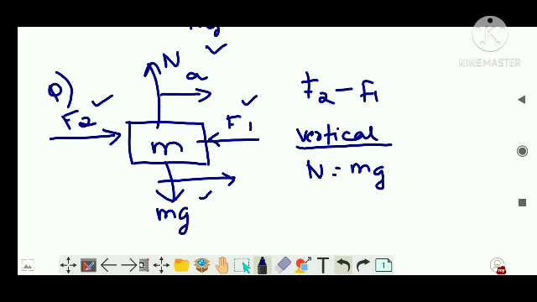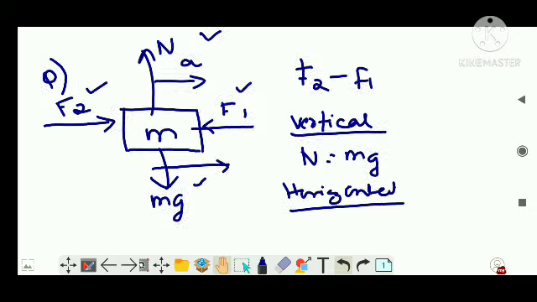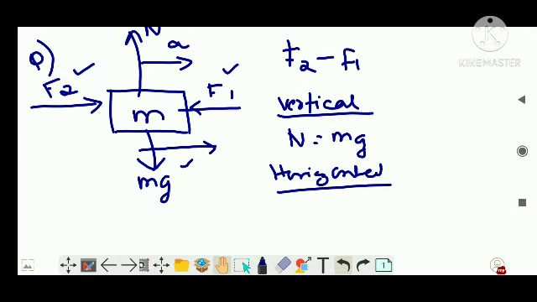Now in the horizontal condition, what forces are there? This is something you have to keep in mind always. This is a rule I am making so that it is very easy for you to decide which is positive and which is negative. Always take the direction of acceleration as positive. So all the forces in the direction of acceleration will be positive.